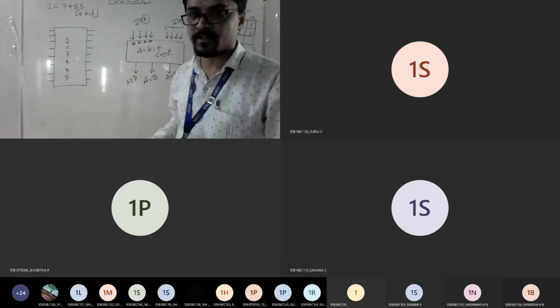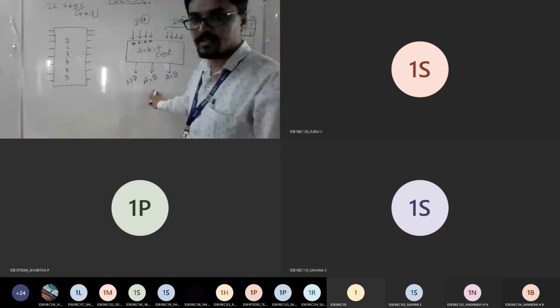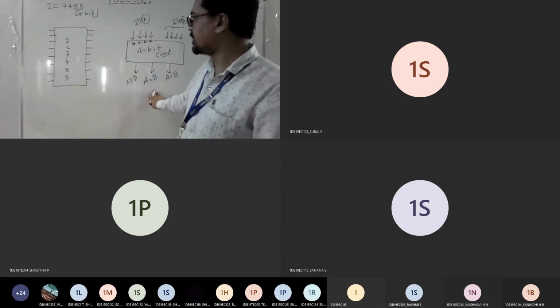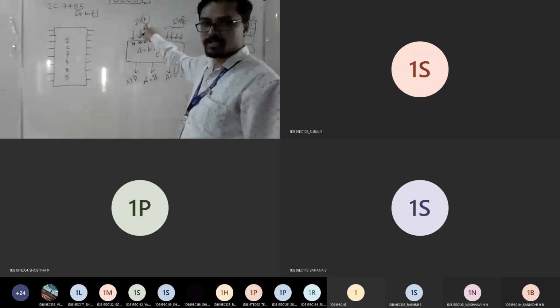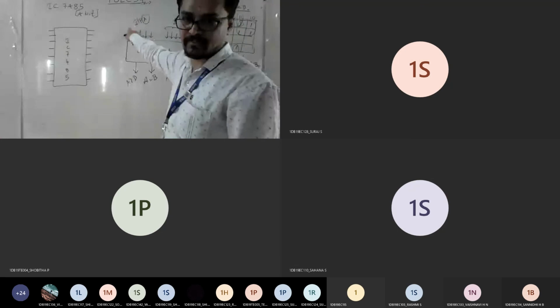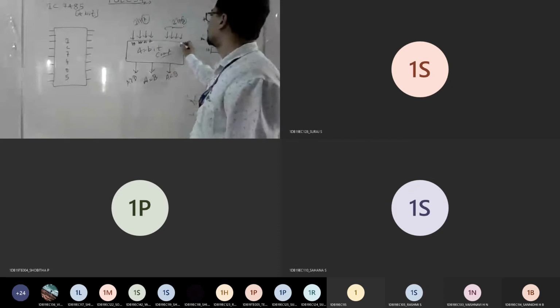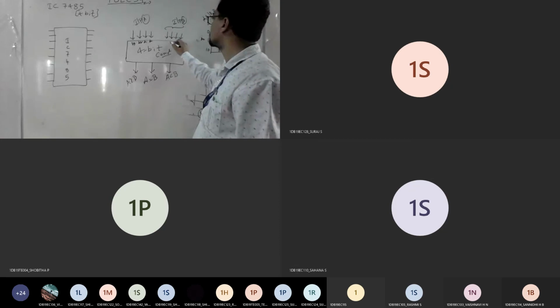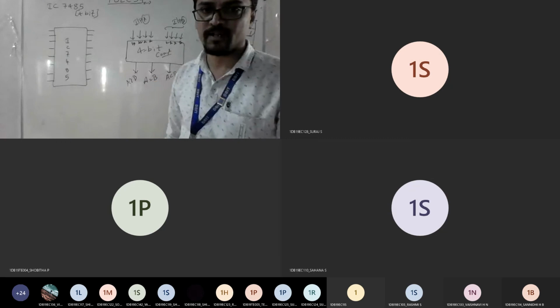If they ask you to explain a 4-bit comparator, just write the IC diagram followed by the logical diagram of the IC. Okay, just make a note. If I say 4-bit, it means A0, A1, A2, A3, similarly B0, B1, B2, B3. So these are your inputs first. And again, the same 3 outputs will be there.